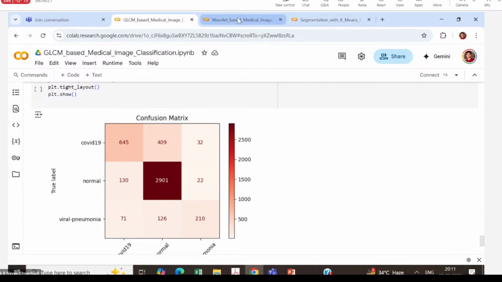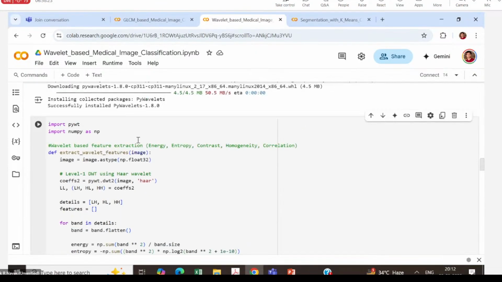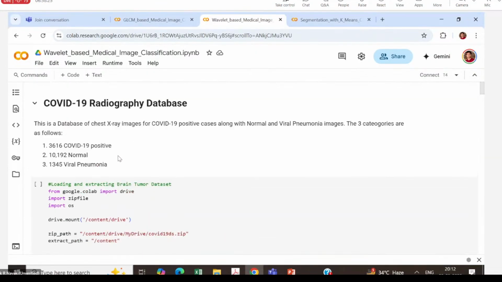Another application, another kind of feature extraction approach, I think I discussed already yesterday, is the wavelet, which is a very powerful image transform technique where you can convert the image into the frequency domain, and where you will get some low frequency and high frequency components.